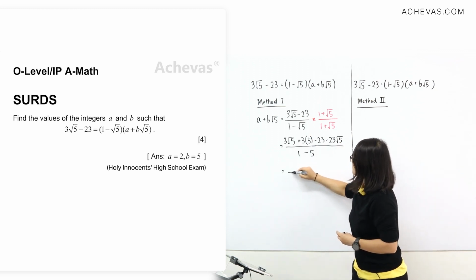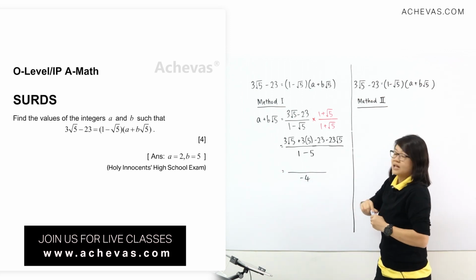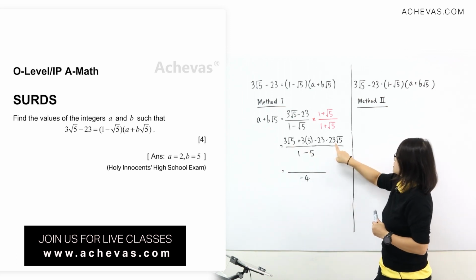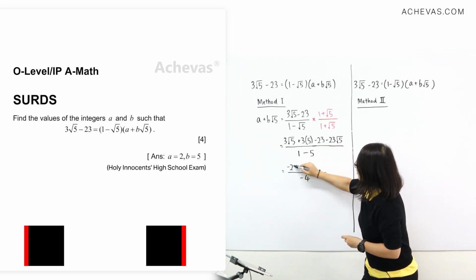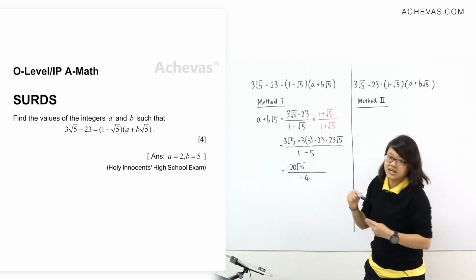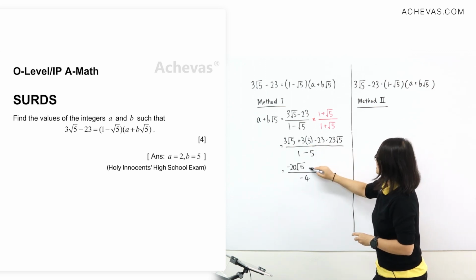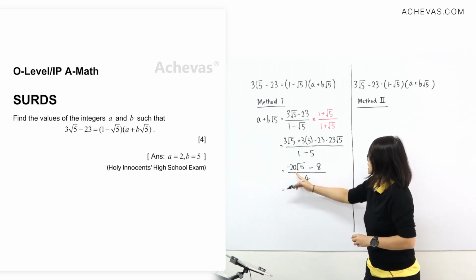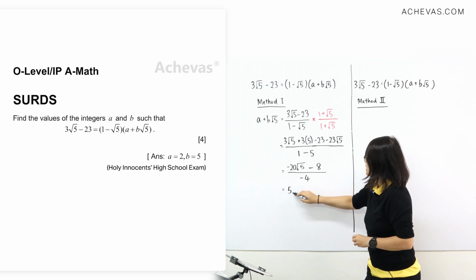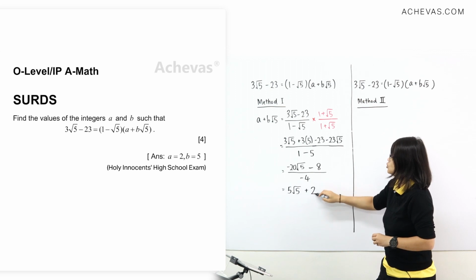Okay, next line. 1 − 5 is going to be −4. Adding the √5 terms, so 3 − 23 will give me −20√5, adding like surds. And integer, 15 − 23, that'll give me −8. So next step, −20 divided by −4, that's a positive 5√5. And −8 divided by −4, that's a positive 2.